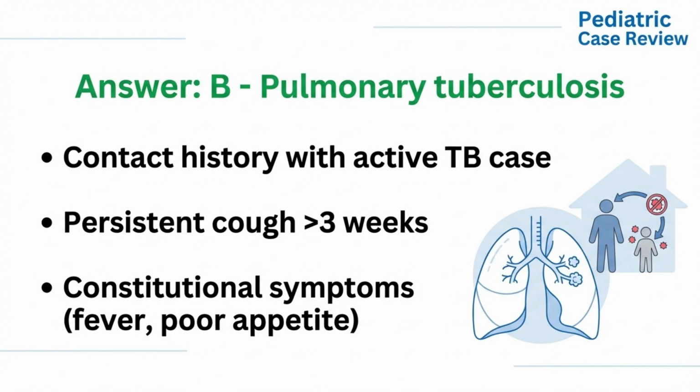This child has classic features of pediatric tuberculosis, including persistent cough lasting more than 3 weeks, constitutional symptoms like fever and poor appetite, and most importantly, a clear epidemiological link with a household contact who has active tuberculosis. Children are particularly vulnerable when exposed to infectious household members. The duration of symptoms exceeding 3 weeks and the presence of constitutional symptoms strongly suggest tuberculosis rather than common viral or bacterial infections. Question 2.